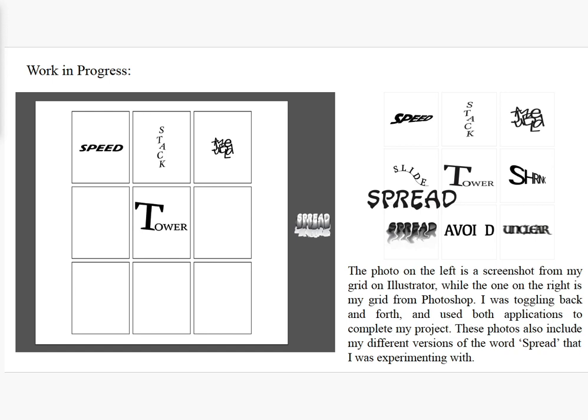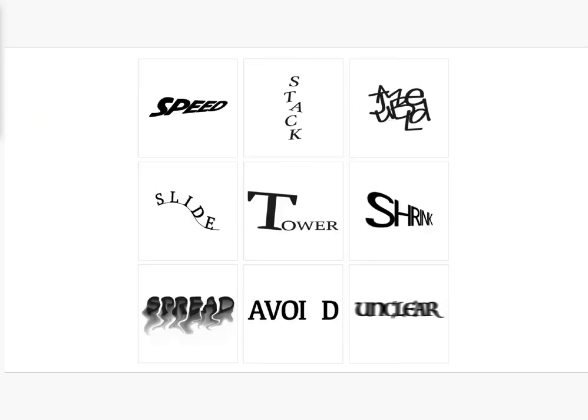Great. And then you are working both in Illustrator and in Photoshop, which is great because there's some things that you can only do in one, you can't really do as well in the other, so that works out nicely. Really good. Okay. And then you said you had 2 different versions of the word spread. Yeah, they look pretty different, don't they? The Photoshop one is better for sure. So speed is nice. I like that you have it leaning forward and it does show some nice motion.